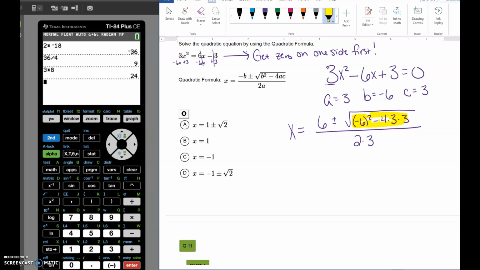So I always like to do the stuff under the radical first. So don't worry about the radical, just remember that the radical's there. In my calculator, I'm going to type in -6 in parentheses squared minus 4 times 3 times 3, and I get 0. So this is 6 plus or minus the square root of 0.